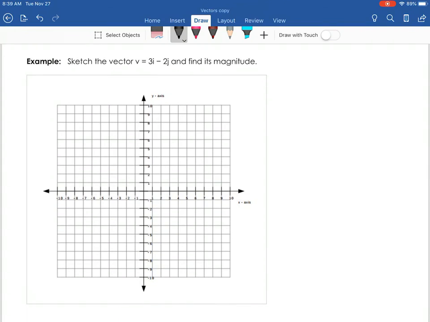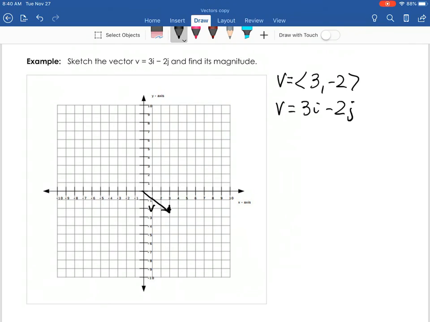Okay, so getting more comfortable with component form, instead of giving you the vector as (3, -2) now, we're looking at it in component form, which looks like this. They're the same thing, just written two different ways. So we're going to sketch the vector 3i minus 2j, which means we start at the origin, but our terminal point is (3, -2). So there's vector v. Our terminal point is at (3, -2).